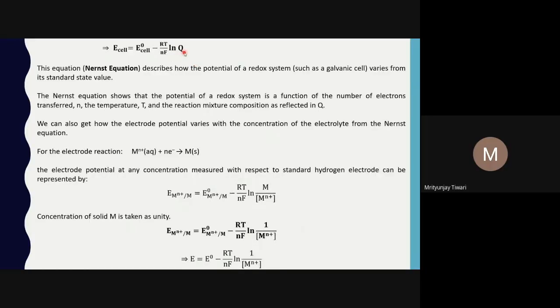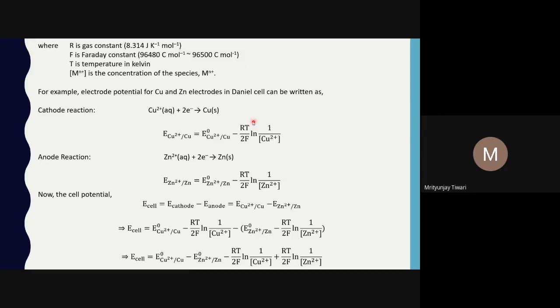This ln Q is what? The concentration of product divided by concentration of reactant. Q is the concentration of product by concentration of reactant at a given time. And when we write the net equation for this Daniell cell, we have Zn plus Cu2+ gives Zn2+ plus Cu. The concentration of solid Cu and solid zinc we can consider as unity. So Q will be equal to the concentration of Zn2+, which is in the product, divided by the concentration of Cu2+, which is in the reactant, and thus we get the Nernst equation. That's this equation.